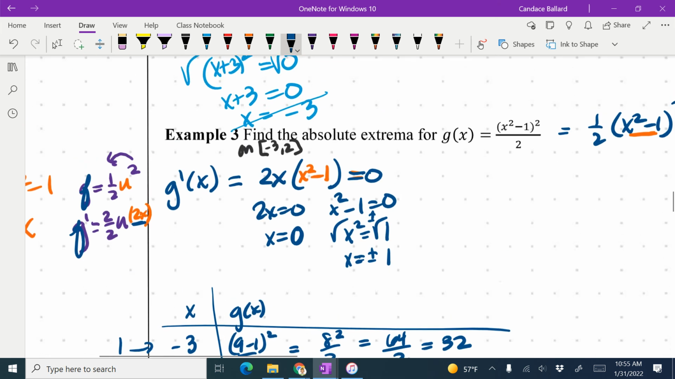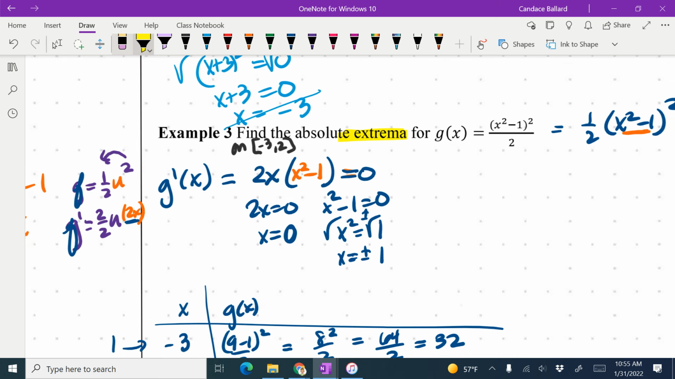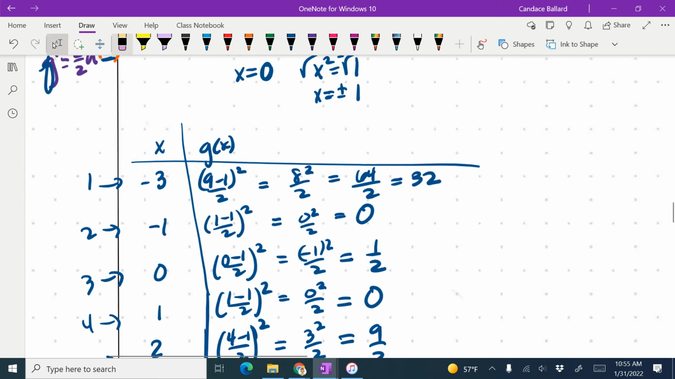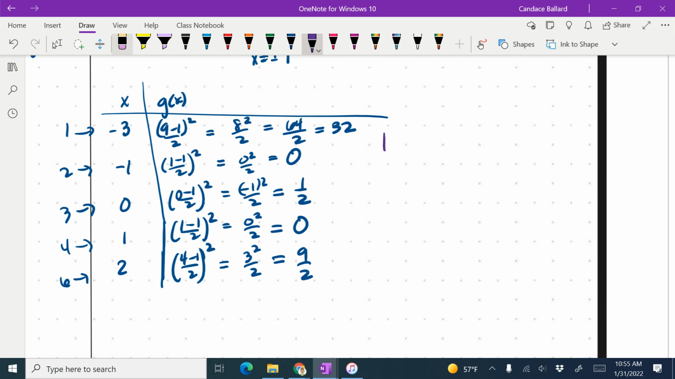Okay. So let's see. It asked us to find absolute extrema, meaning they want both the maximum and the minimum. When you see that, that's the plural. So you need to do both. So we're going to have to write 2 sentences. Okay, so let's see here. The absolute, we'll go with min first. Min of whatever this function was.